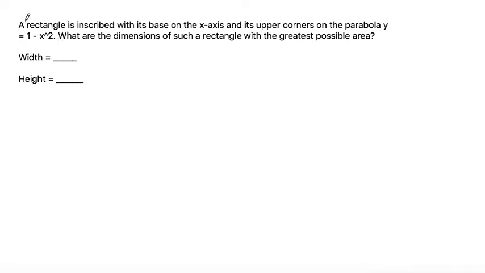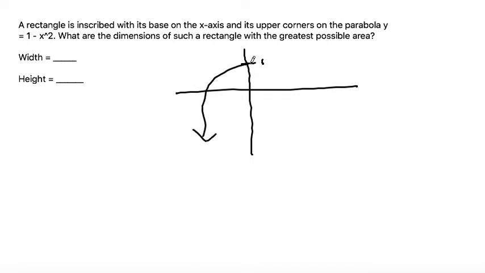This problem says a rectangle is inscribed with its base on the x-axis and its upper corners on the parabola y is equal to 1 minus x squared. What are the dimensions of such a rectangle with the greatest possible area? So if we start by drawing a little sketch, our equation y is equal to 1 minus x squared would have a y-intercept at 1 and it would open down, something to this effect.